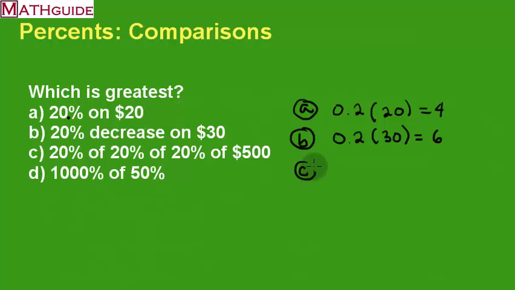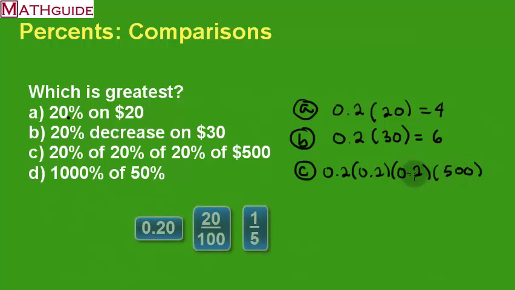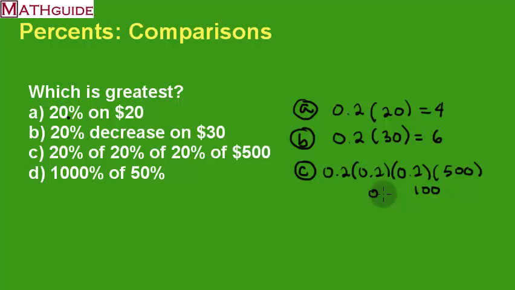Alright, let's say C. 20% of 20% of 20% of 500, so that would be 0.2 times another 0.2 times another 0.2, those three 0.2s, and a 500. I like to do these without a calculator because it's mental math. 20% is like 1/5, they're the same. So 1/5 of 500, if I multiply those two together, I'm going to get 100. Obviously, I still have to take 0.2 times that and another 0.2. So if I multiply 1/5 times 100, you're going to get 20 when you multiply those two.